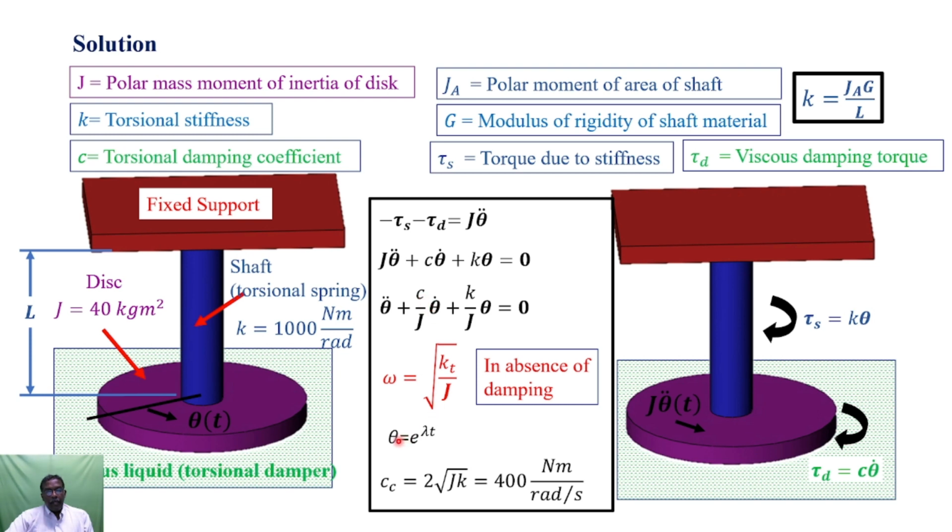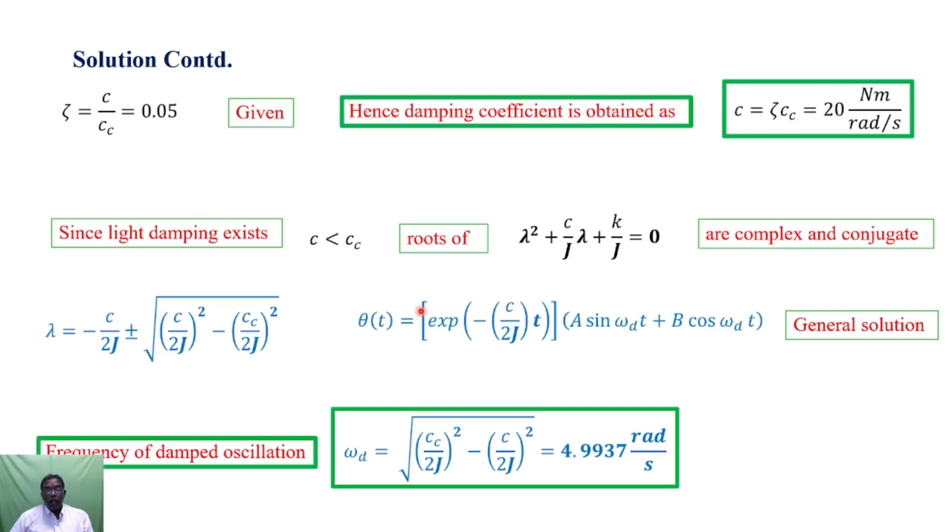By differentiating this theta with respect to time, I obtain angular velocity. Again, differentiating the velocity, I obtain angular acceleration. Substituting these values here, I obtain the roots of the equation for this problem, which are complex and conjugate. It is called the characteristic equation for this problem, where lambda is given here in terms of damping coefficient C, polar moment of inertia J, and critical damping coefficient Cc.